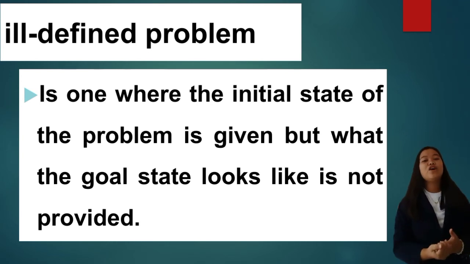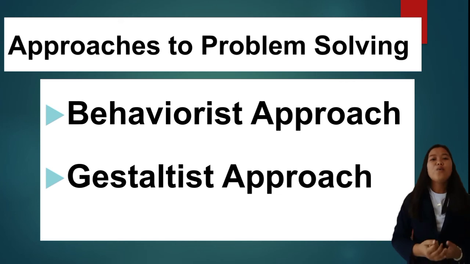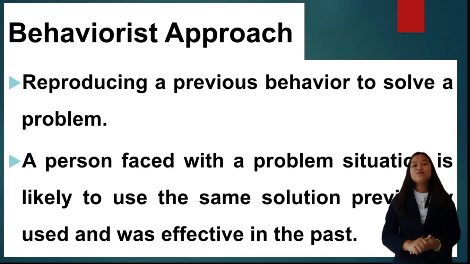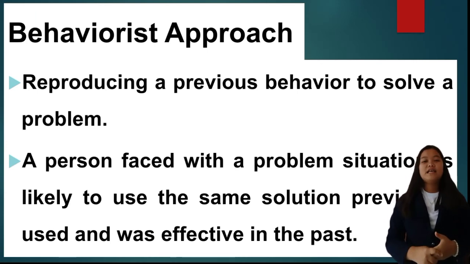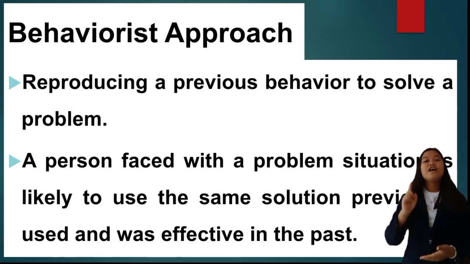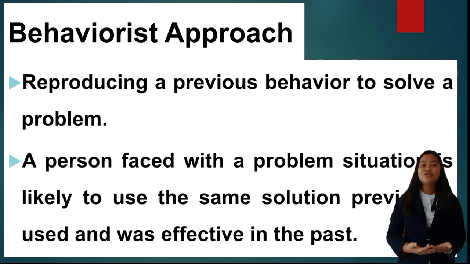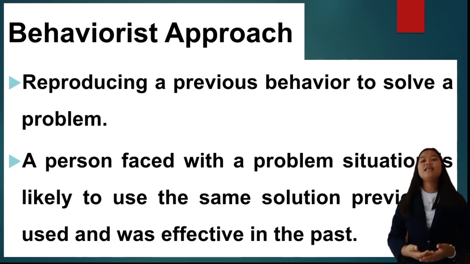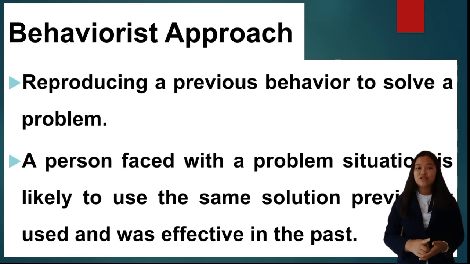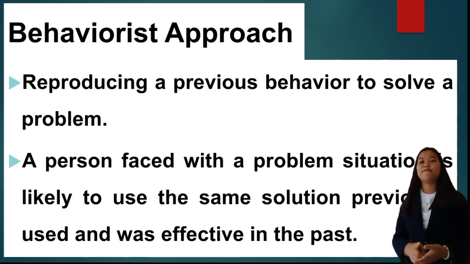And now, let's go for our last subtopic, which is the approaches to problem solving. The first one is the behaviorist. The behaviorists believe we solve problems using reproductive processes. This uses previous knowledge to solve the problem and relies on old habits. It believes in a trial and error strategy to work out the solution.